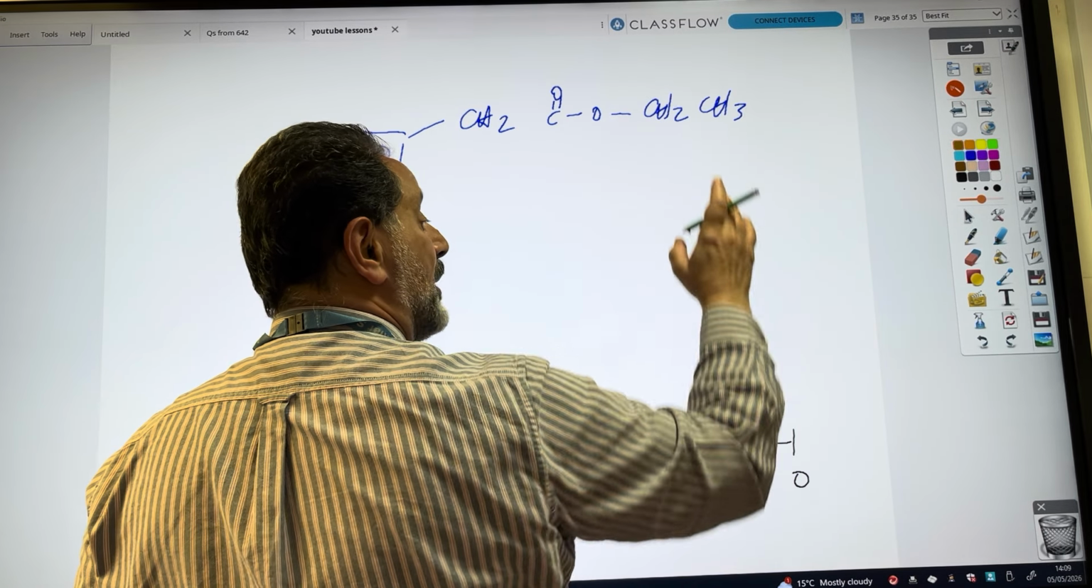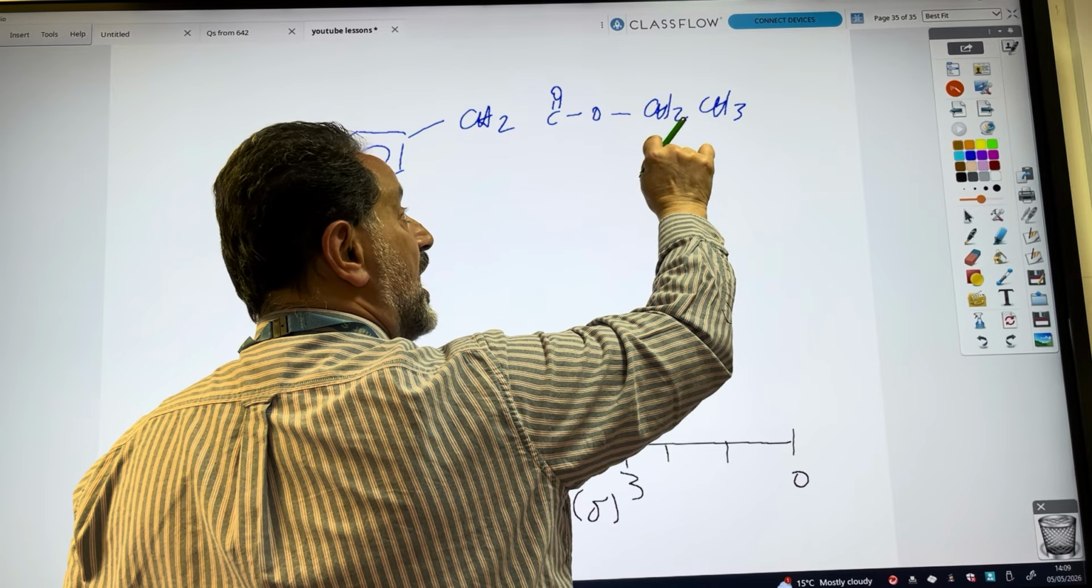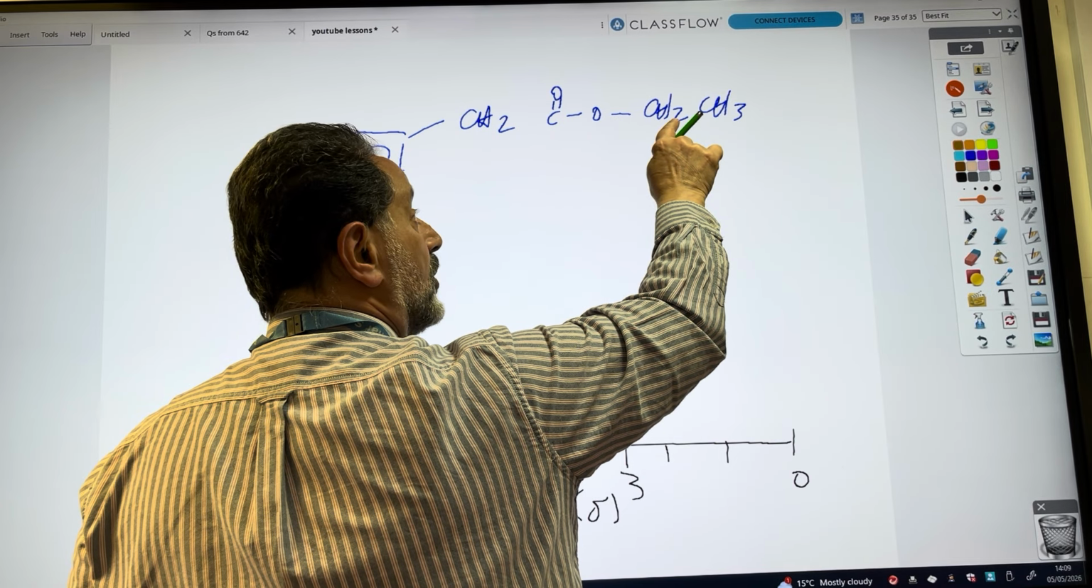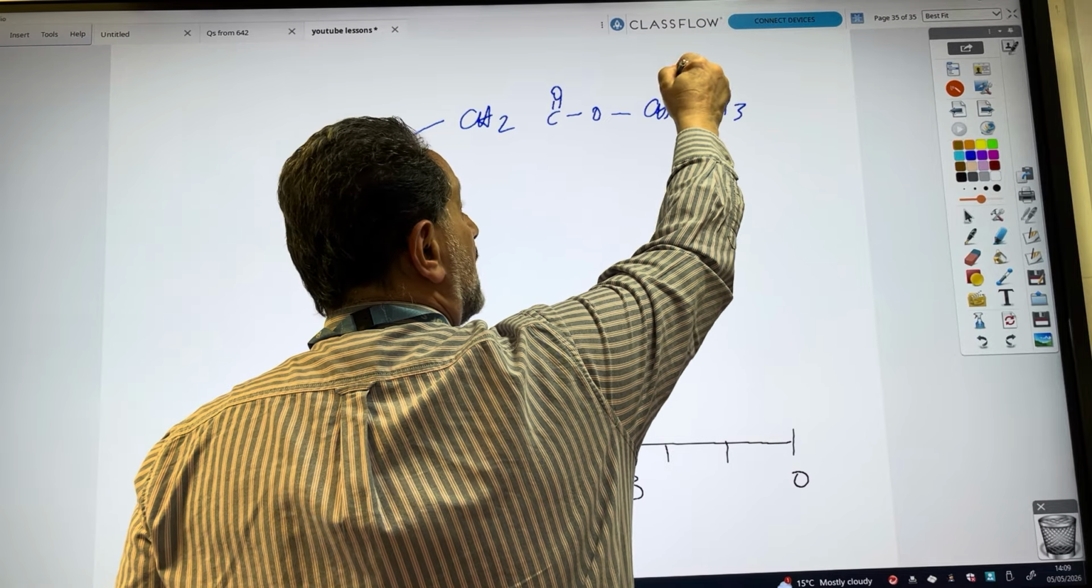But how does it appear? Well, how it appears is again to do with its neighbor. Its neighbor has got 2 protons, and therefore it will appear as a triplet. Do you remember the n+1 rule?